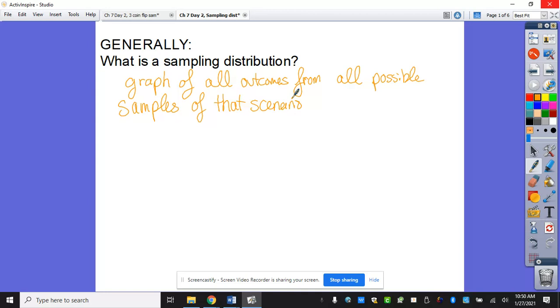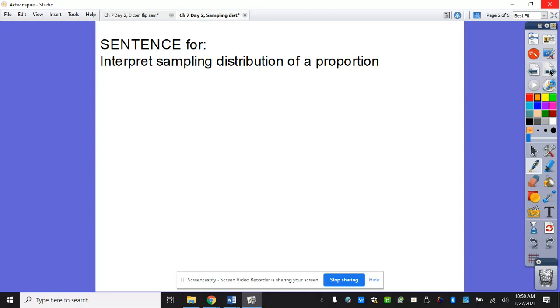Now I could talk about it with proportions, I could talk about it with sample means, I could talk about standard deviations. Technically, I could talk about medians. Most often, the ones we're going to deal with are proportions and means, and we're only going to do proportions today. So this is the sentence that I would expect to be on your test, interpreting the sampling distribution for a proportion.